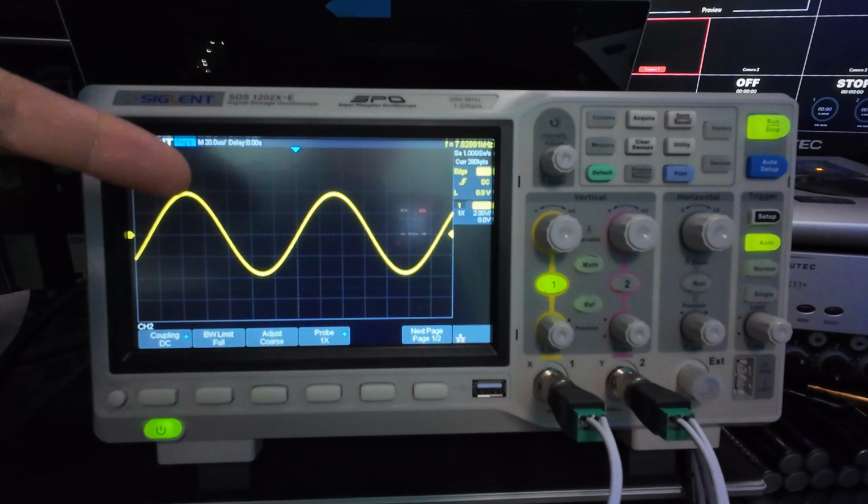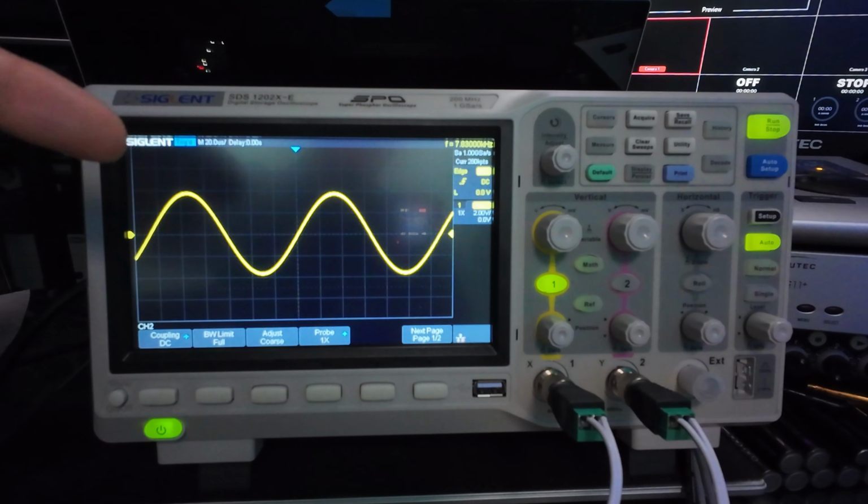Schumann frequency. 7.83 Hertz. Today, let's look into the heart of its energy. Yes, directly into the frequency.